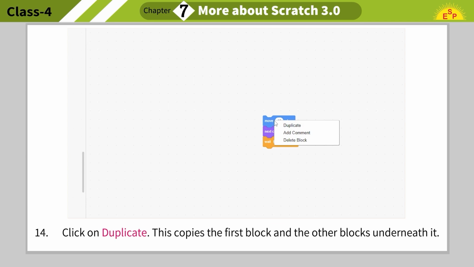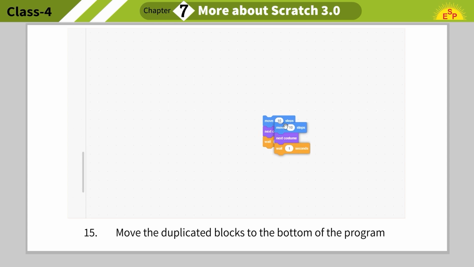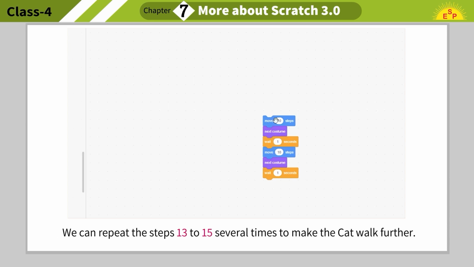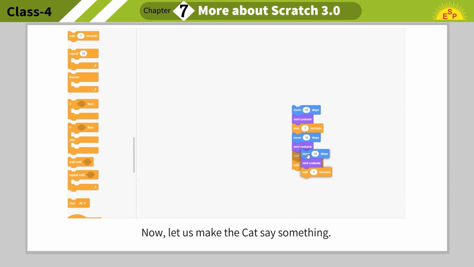Step 14. Click on Duplicate. This copies the first block and the other blocks underneath it. Step 15. Move the duplicated blocks to the bottom of the program and click to place the blocks there. We can repeat steps 13 to 15 several times to make the cat walk further.